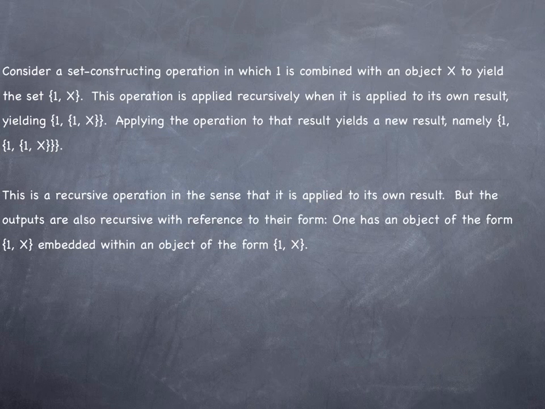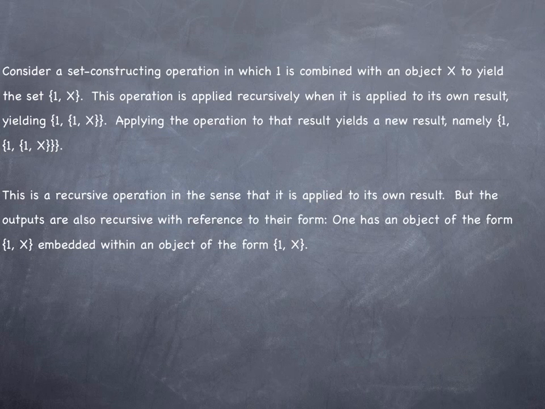But there is also something here that's recursive according to the first definition, namely the outputs are recursive according to the first definition. They're recursive with reference to their form. In each case, as a result of this operation, one has an object of the form 1x embedded within an object of the form 1x. So the x, in each case, turns out to be identical to the output from the previous application of the operation. So you have an object embedded within an object of the same type.